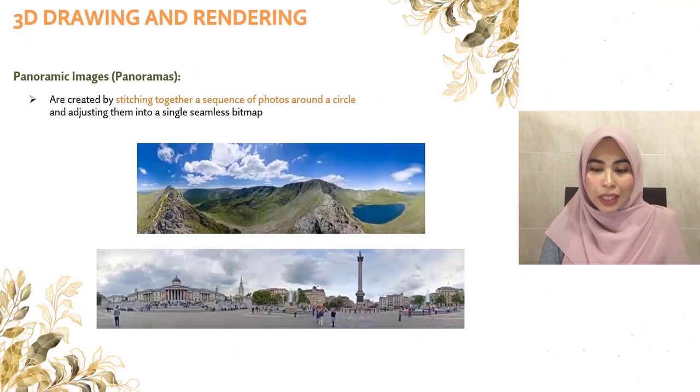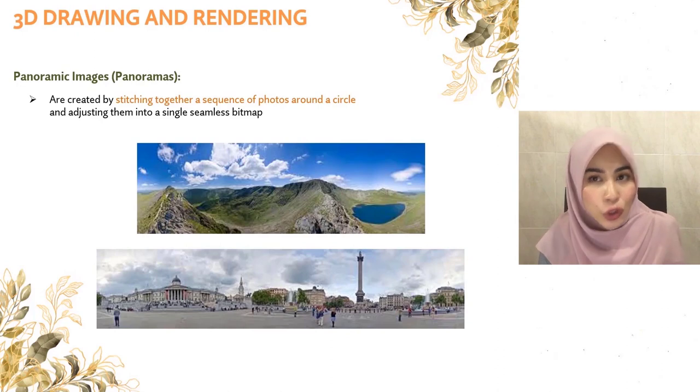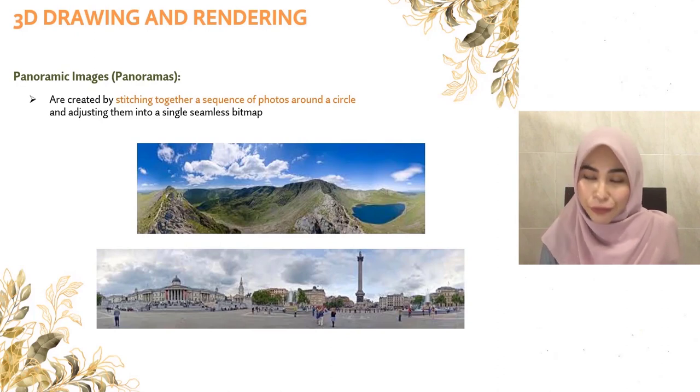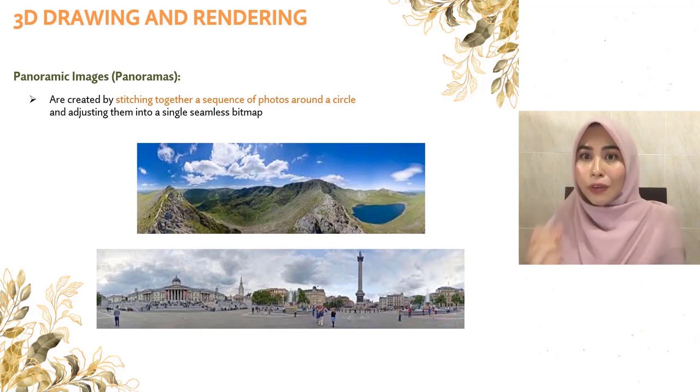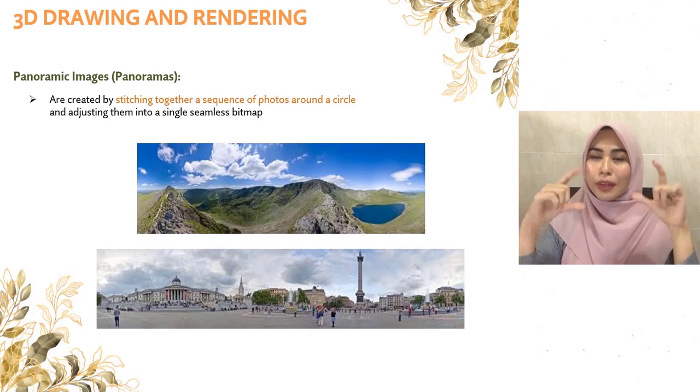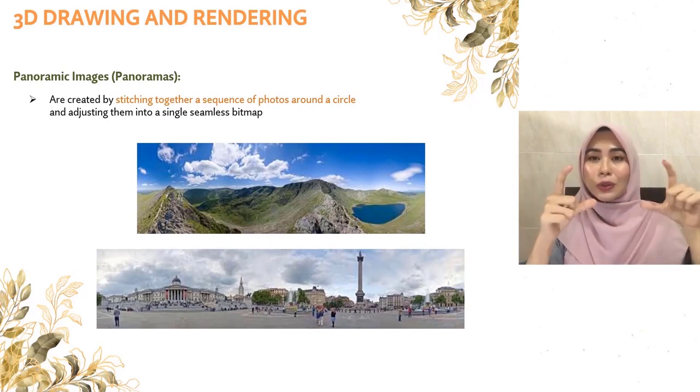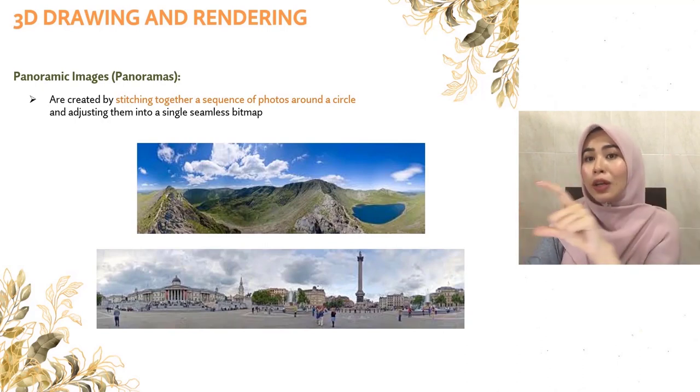Okay, so another type of image that we have is called a panoramic image, also known as panoramas. I am sure that all of you have heard this before. Panoramic images are created by stitching together a sequence of photos around a circle and adjusting them into a single seamless bitmap. Any camera nowadays, I think, has a panoramic shot. What you do, to create your panoramic shot, is you will take your camera and you will need to move it around from one place to another.